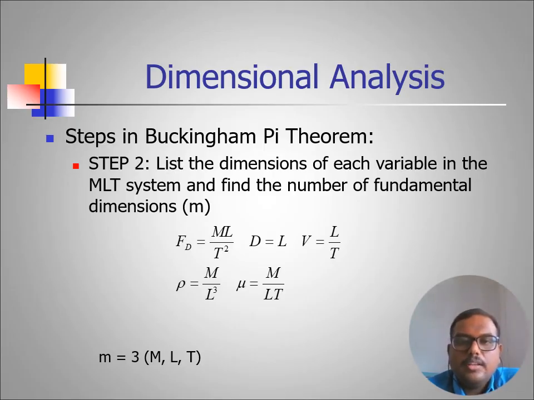Whereas for diameter it is L, meter. For velocity it is meter per second, which means L by T. For density, kg per meter cube, which is M by L power 3. For dynamic viscosity it is M by LT. So there are m equal to 3 fundamental dimensions: mass, length and time.